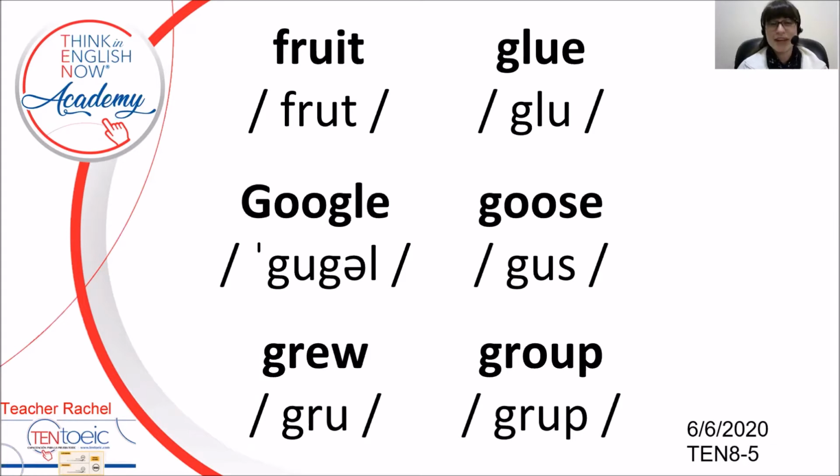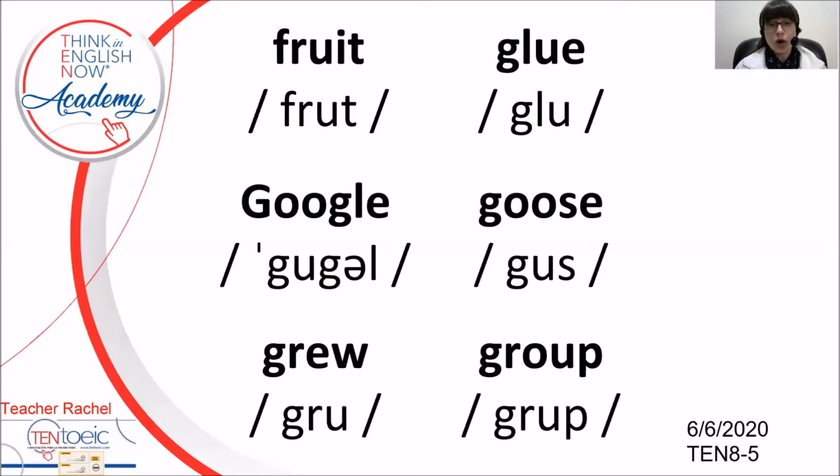Google. Many of you know this. This is what we use on the internet to search, to do research, or find information on different topics. Goose. This is an animal. You may think of a duck. A duck goes quack, quack. A goose is bigger than a duck, and they have a really long neck, and they like to swim in the water.